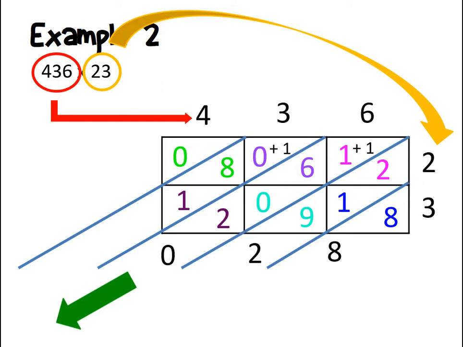0 plus 1 is 1. 1 plus 8 is 9. 9 plus 1 is 10. Write the 0. Carry the 1. 0 plus 1 is 1. Final answer, 10,028. You may apply any method in the worksheet. Enjoy!